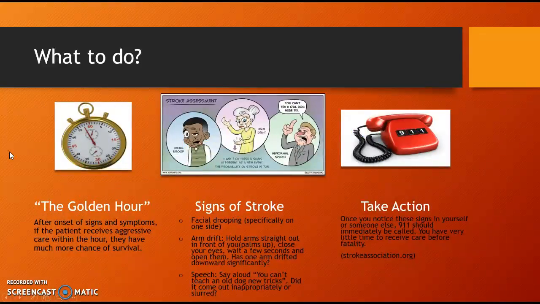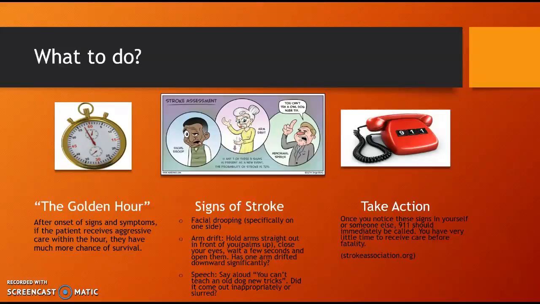Now here's a big one. Being a medic, this is one of our major things that we've always gone over, and it's the golden hour. Everybody who's gone through medic school knows about the golden hour. That's where you hit the gas a little bit faster. So the golden hour: after the onset of the signs and symptoms, if the patient receives aggressive care within the hour, they have a much better chance of survival.